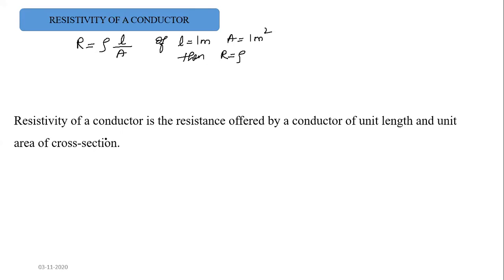Next is the SI unit of this resistivity. So what will be the SI unit? Can you write it yourselves? What is the SI unit of resistance? It is ohm. So the SI unit for the resistance is ohm.